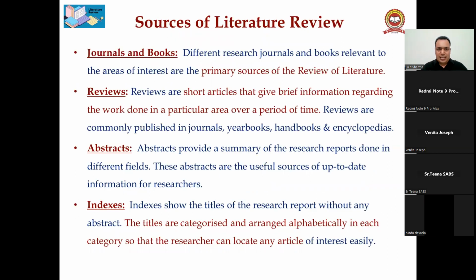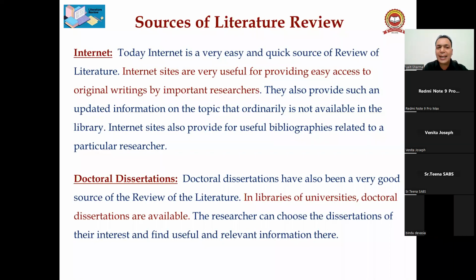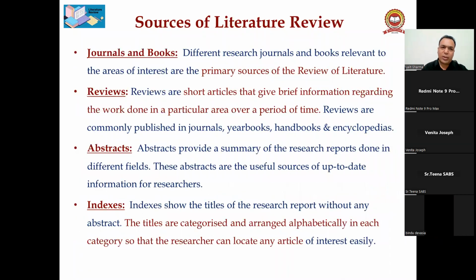Now the question arises: what are the sources of literature review? From where will I collect all this data? You can collect from journals and books, reviews, abstracts, indexes, internet, and doctoral dissertations. So guys, we will understand one after the other. What are journals and books? Different research journals and books relevant to the area of interest are the primary sources of review of literature. So you have to understand that the primary sources of review of related literature are journals and books.